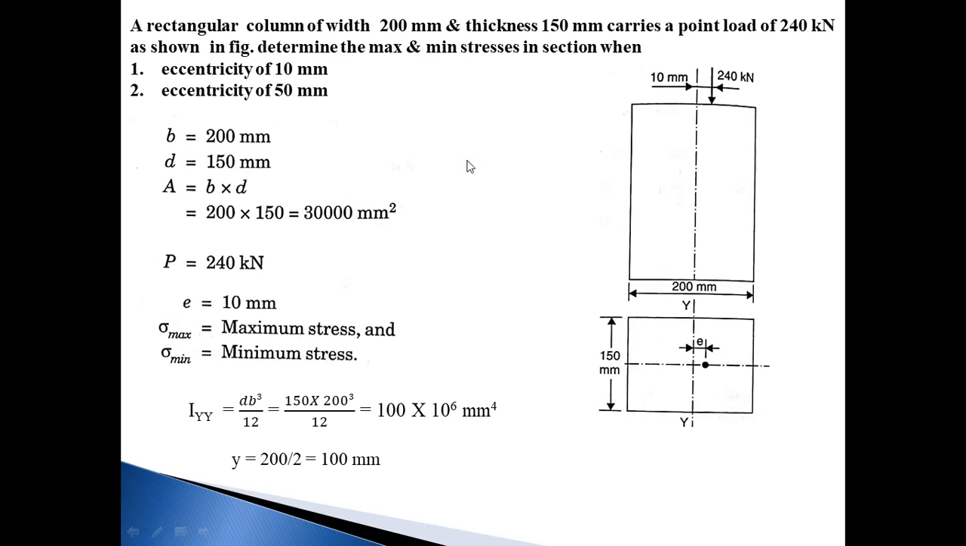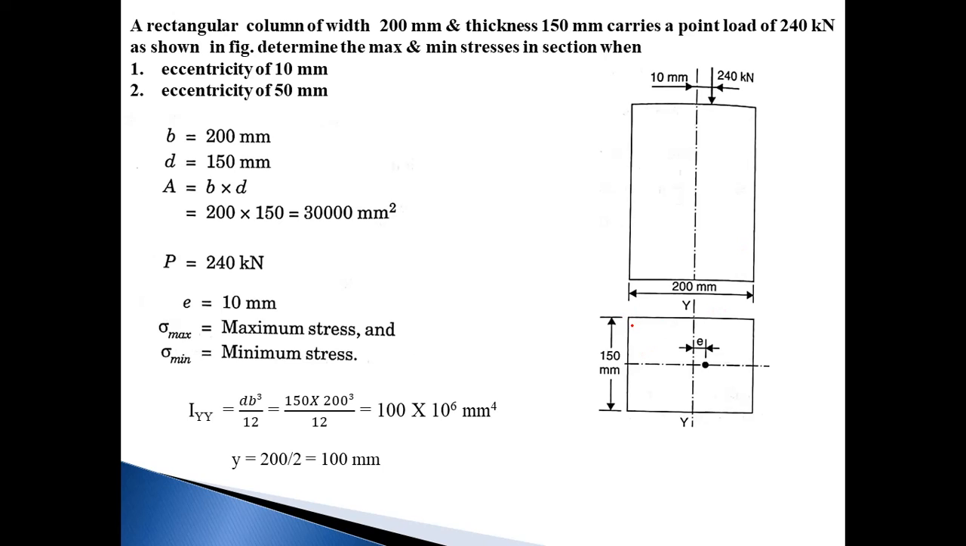So let us see one example. A rectangular column of width 200 mm and thickness 150 mm carries a point load of 240 kilonewton as shown in figure. Determine the maximum and minimum stresses in the section when the eccentricity is 10 mm, first condition, and second, eccentricity of 50 mm, second condition.